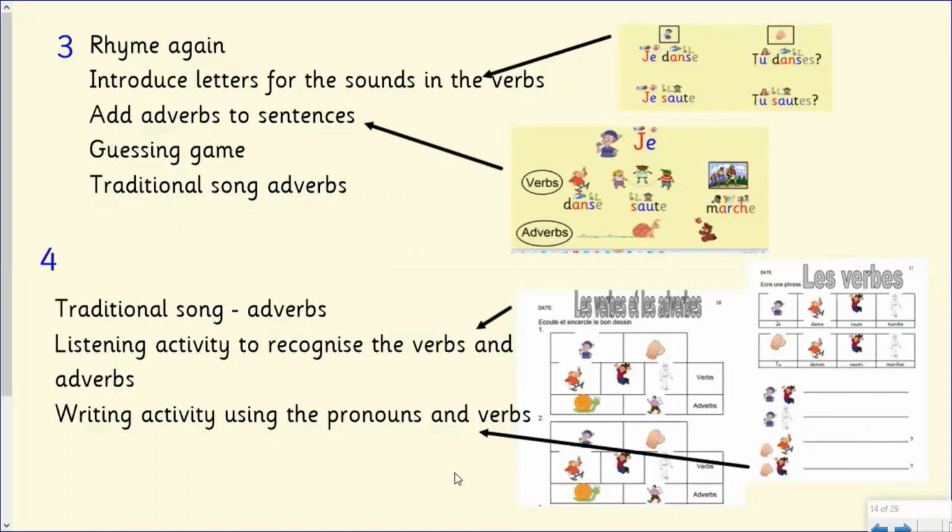So over those 4 lessons, the phonics is there to enable them to take part in those activities confidently, but all the time building up their vocabulary knowledge and their grammatical knowledge.